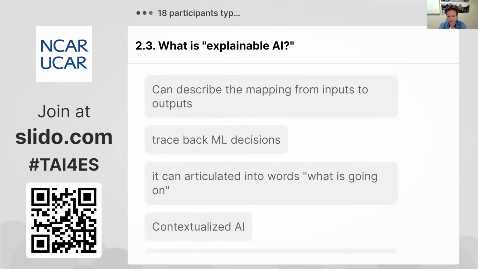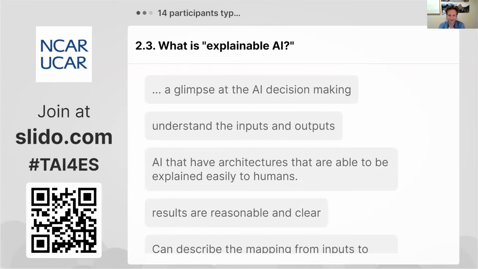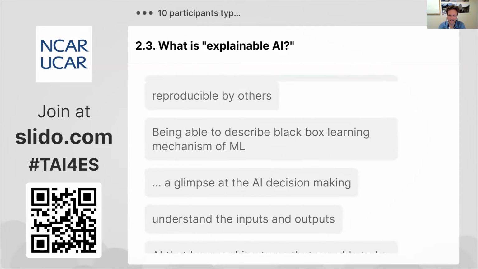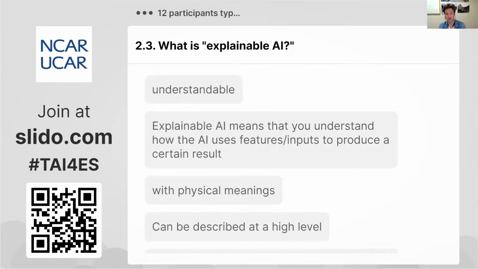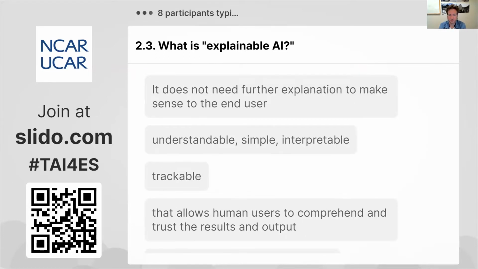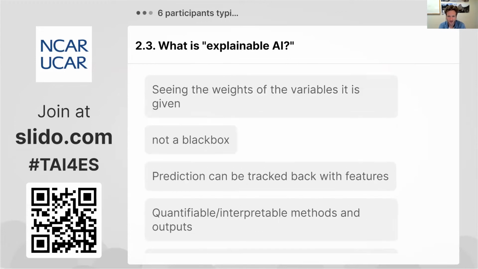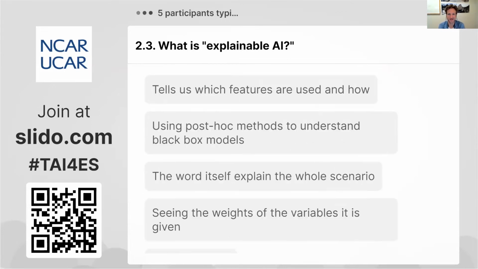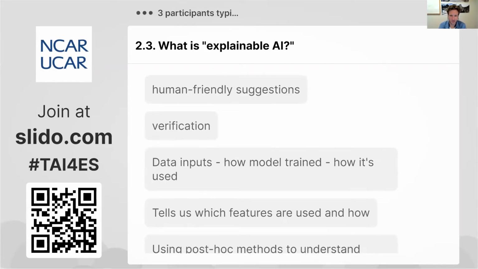Quantitative, contextualize. Okay, great. We're going to hit on a lot of these ideas. So this is great. They're also coming in really fast. So being able to describe the black box learning mechanism, reproducible by others. Another key thing we've heard, which we're going to touch on tomorrow, and Andrea is going to dig into that. You can understand, understandable. Yep, a lot of focus on understanding, simple, interpretable. Great. So it's interesting. We're seeing the word interpretable come up a couple of times in the explainable definition. Data inputs, how the model is trained, verification, great. Human-friendly suggestions. Okay, so thinking back to that user perspective.